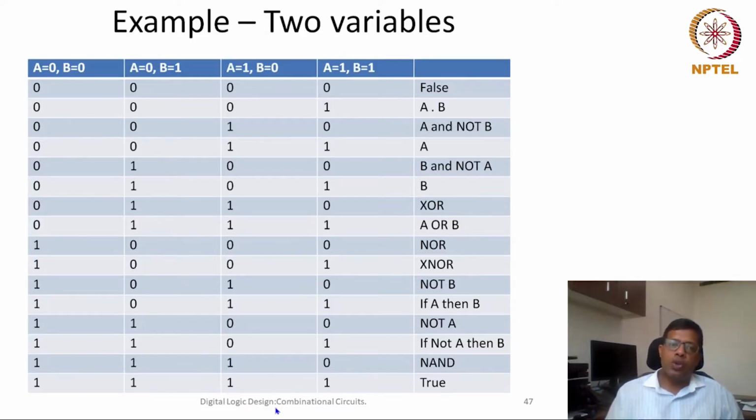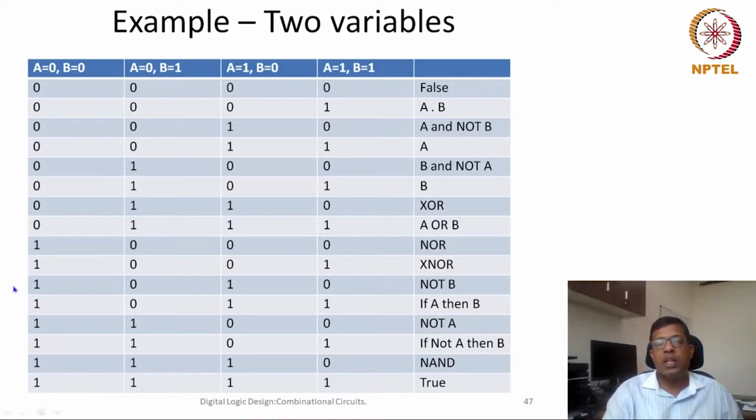Now the second question also came immediately: we are saying that there are 16 possibilities, will all these functions make sense? Are they actually distinct? Interestingly, for this 2 variable case, they are not only distinct but they also make different logical sense.